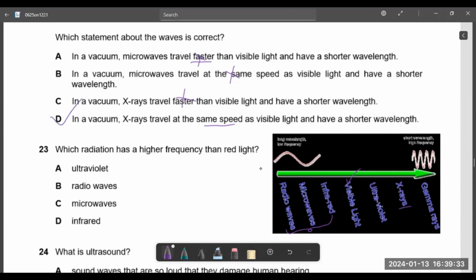Next, which radiation has a higher frequency than red light? Red light will come under visible light. So we can see left of this one, that is lower frequency. And right of visible light, that is having higher frequency. So ultraviolet, X-rays and gamma rays are having higher frequencies than visible light. So the right choice is ultraviolet, A.